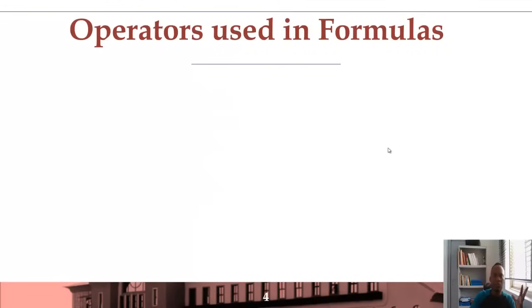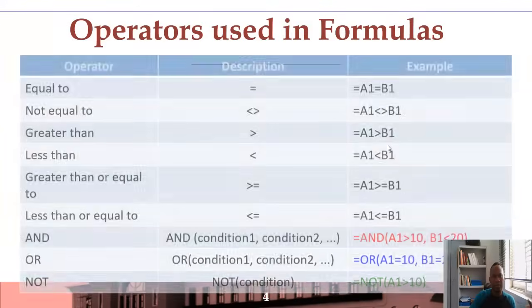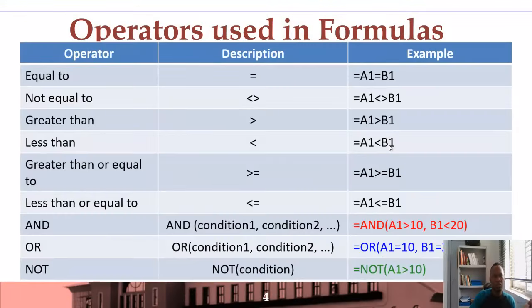Now, anytime we want to use formulas in Excel, we always need to use different operators. They are operators we are already familiar with. For instance, equal to, the operator is the equal to sign. Not equal to, that's the operator. Greater than, we use that operator. Less than, we use that operator. That's the operator for greater than or equal to. That's the operator for less than or equal to.